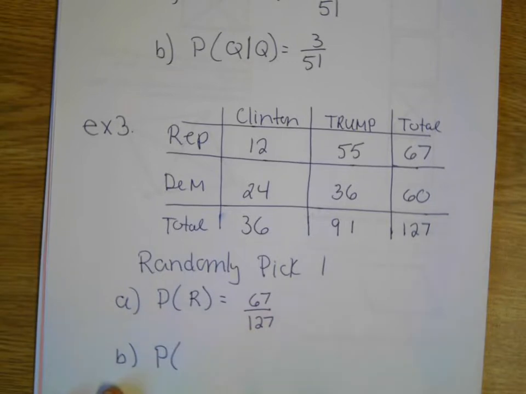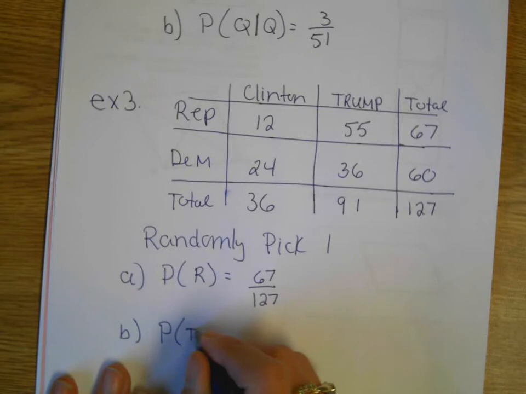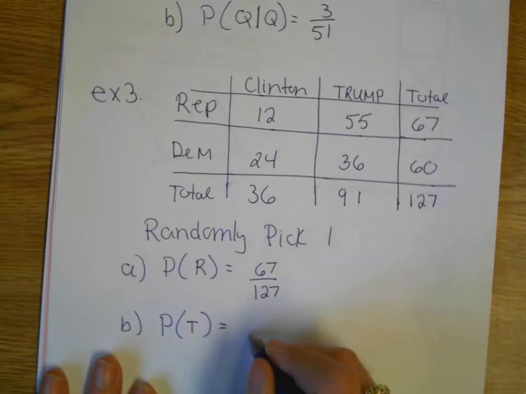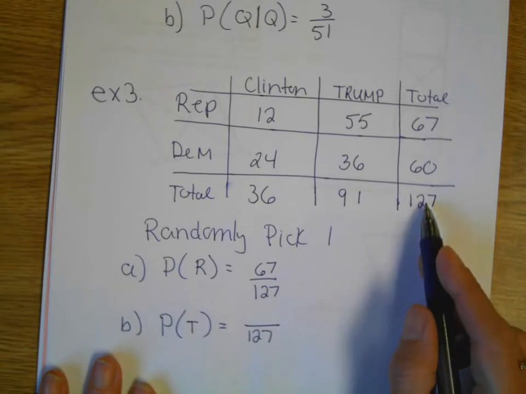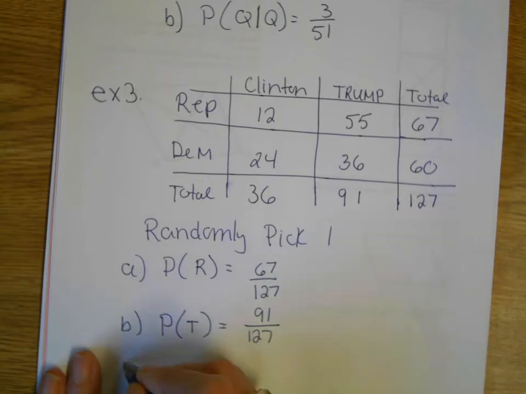What's the probability that the person you pick said they were going to vote for Trump? Okay, so again, has our sample space switched at all? Still 127. And the Trump voters were 91. I'm going to write the next one in a sentence, because that's where you're going to see it on your SAT.